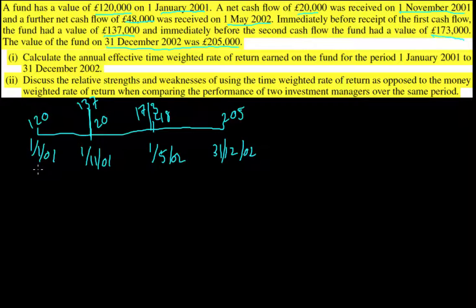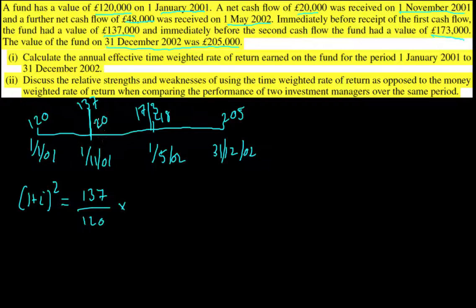So this is looking over 3 years. We're going 1st Jan 01 to 1st Jan 02 to 1st Jan. Actually, sorry, that was I think 2 years there. So we're going to have 1 plus i squared equal to, and now we've got to find it. First 120 turns into 137, and we don't need to care about time here because that's what we're doing, the time-weighted rate of return.